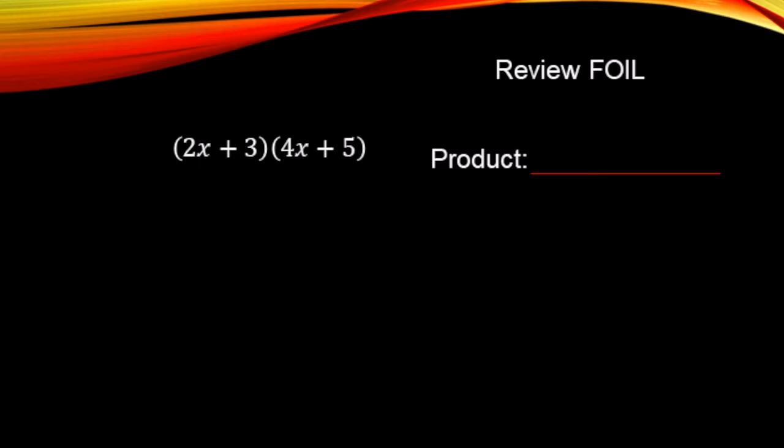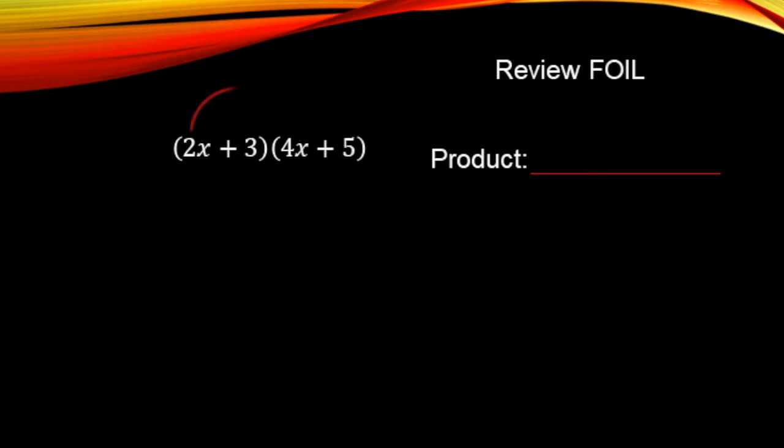So quick review of FOIL. Remember, when we're multiplying binomials, we are multiplying both of these terms, the 2x and the 3, times both of the 4x and the 5. And then FOIL, first, outers, inners, last, is just an acronym we can use to help us remember that.